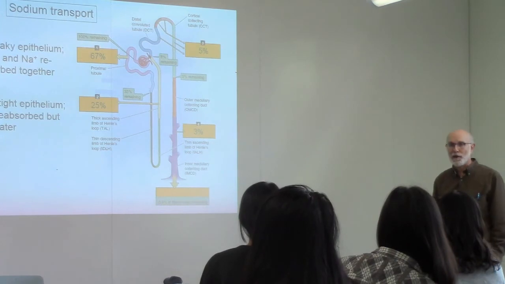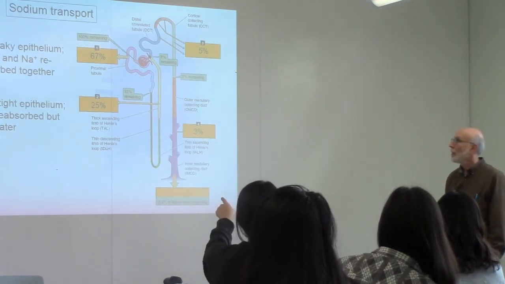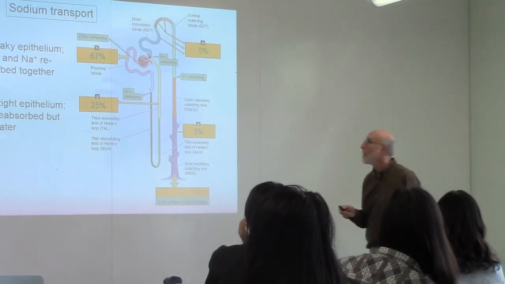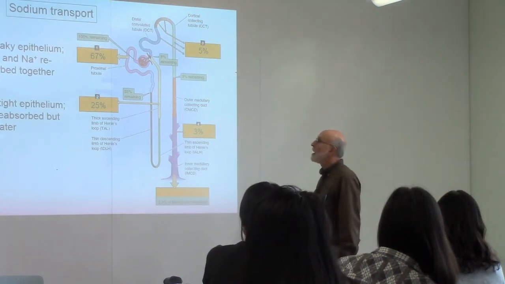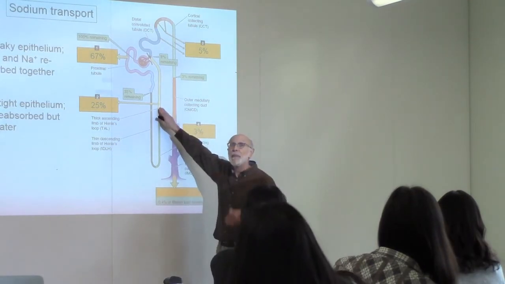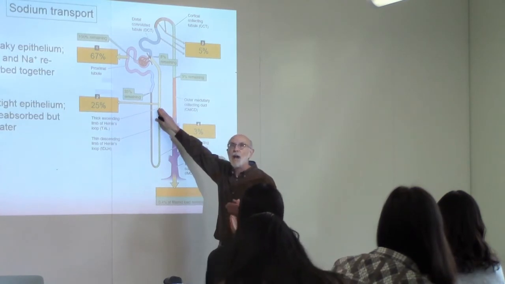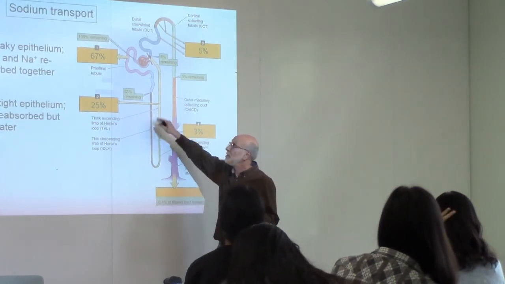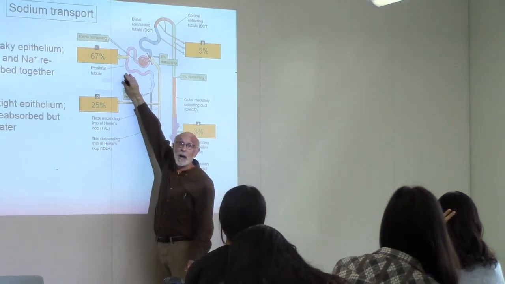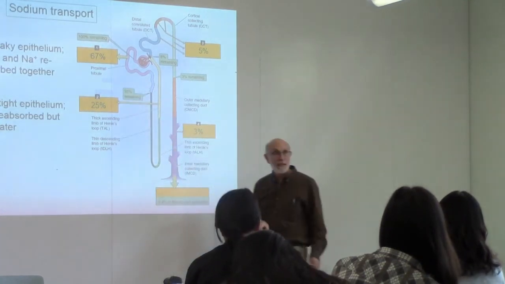Let's not talk about water yet. Water is next week. Is that a different height of epithelium? Yes, the epithelial cells of the ascending limb are not permeable to water. The epithelial cells of the proximal tubule are permeable to water. Okay, so we're going to see this.